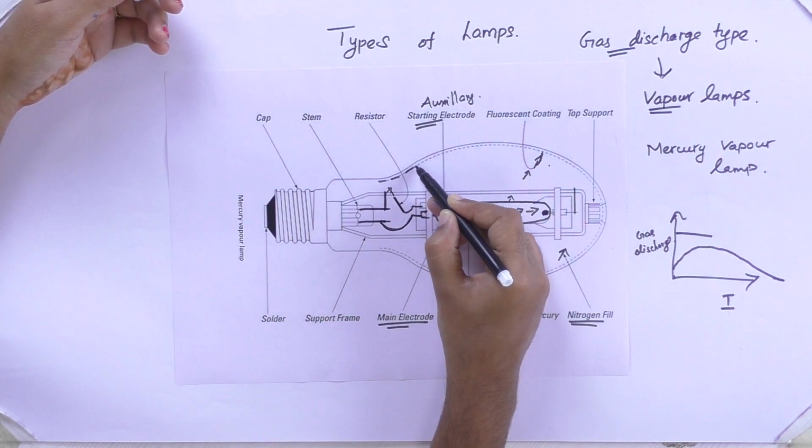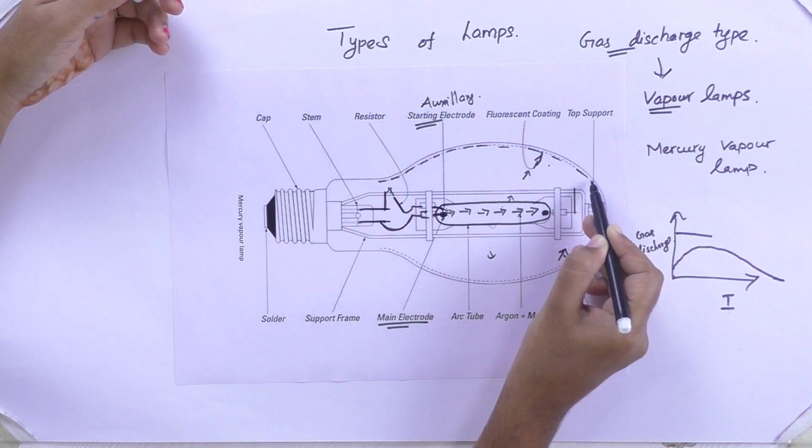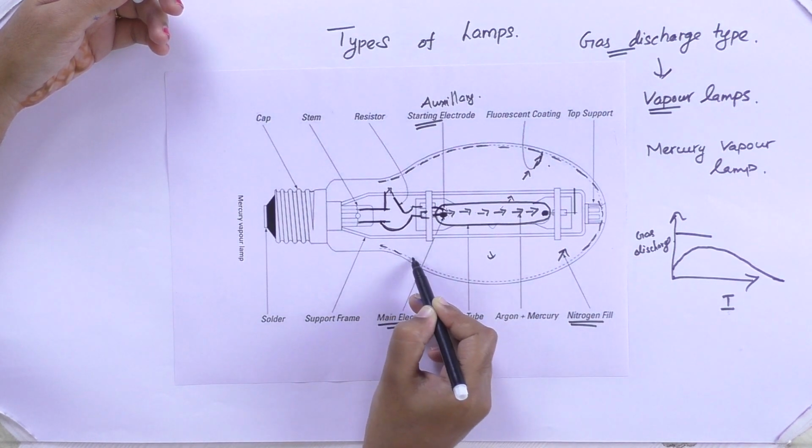The fluorescent coating emits the visible white light.